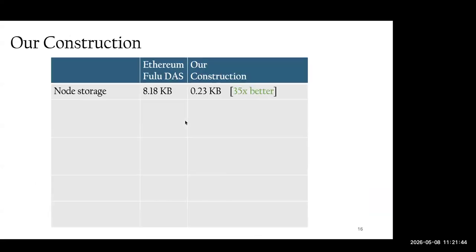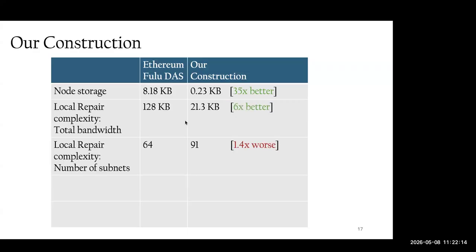Okay, so I will start with a brief comparison of our construction compared to Ethereum. So they implemented a PeerDAS system in December in their Fulu fork. So I'm going to compare the metrics from that scheme to our construction. So the first one is node storage. This tells you what's the size of the chunk that every node is storing. And for Ethereum, this is 8 kilobytes. For us, this is only 0.2 kilobytes. So literally every node is storing 35 times less data for every block, basically.